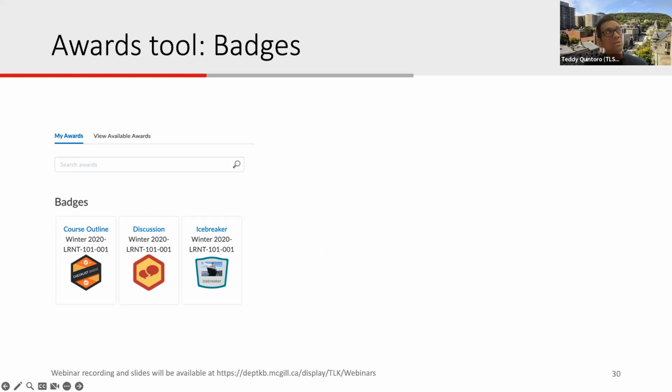And the awards tool has 2 components. It has the badges, and it also has certificates. It may not be as applicable for some courses, but maybe badges is something that could be of interest. So this is what students would see when they get awarded a badge.